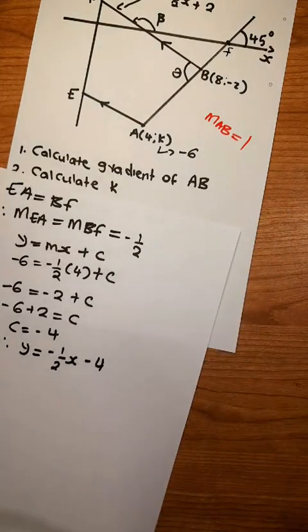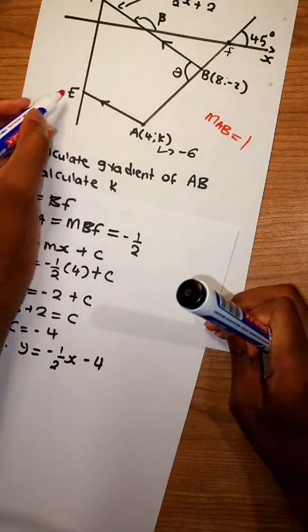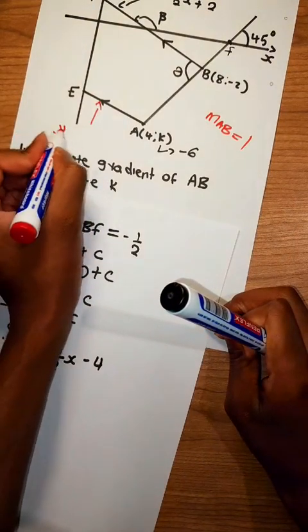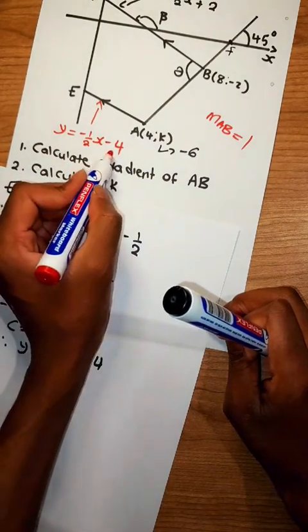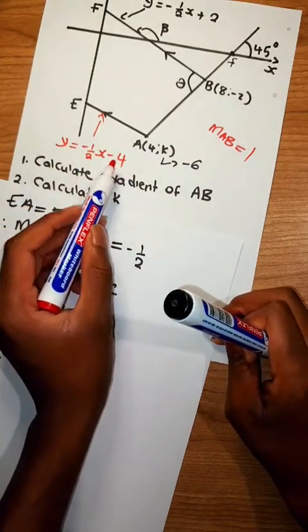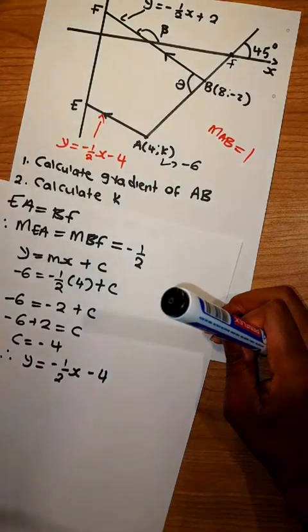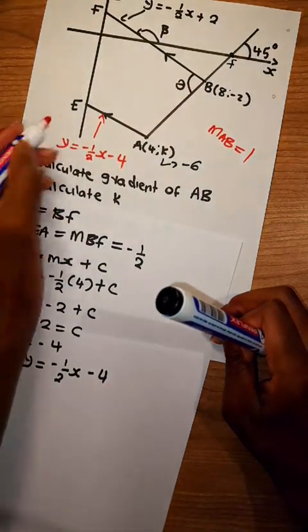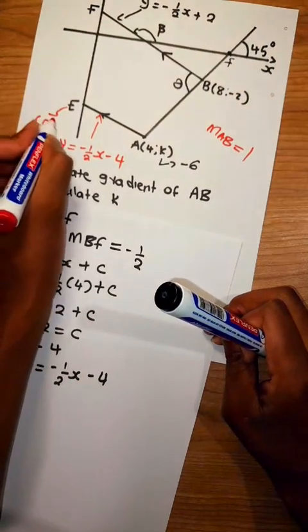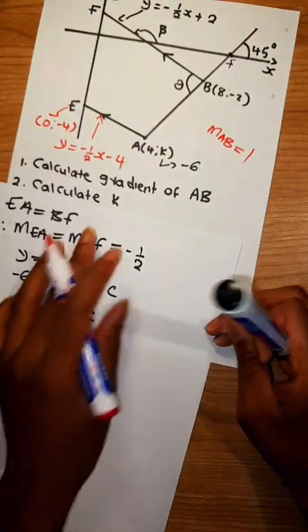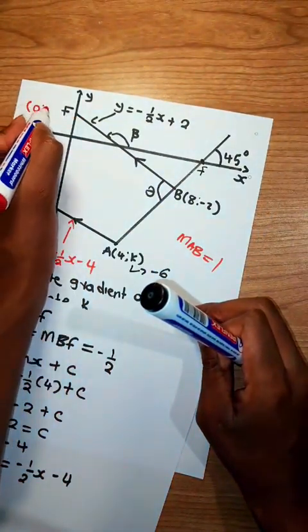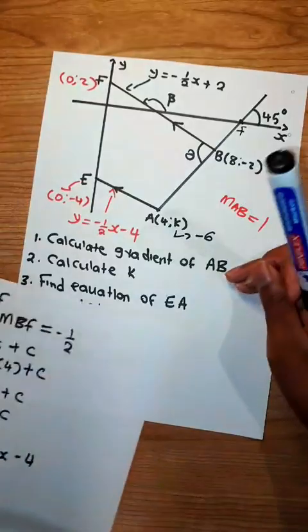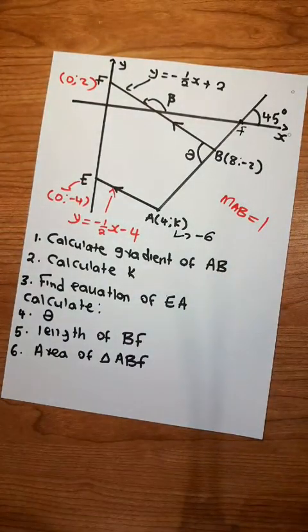I'm going to do something magical. What is the magical thing that I'm going to do? I'm going to add this information: hey guys, the equation of this line is y equals minus 1 over 2 x minus 4. And what do I know about this minus 4? The minus 4 actually tells us that this line cuts the y-axis at minus 4. So it means that E has the coordinates (0, minus 4), right? And then again, this one tells us that F has the coordinates (0, positive 2), coming from this point, right? So you need to add that information up. It is going to help you a lot.